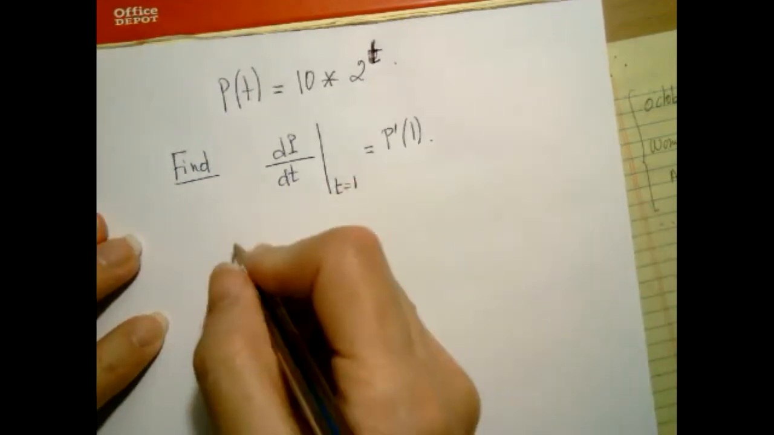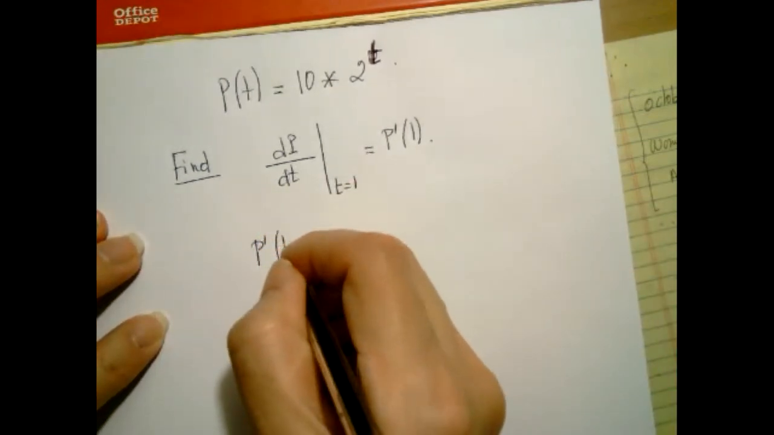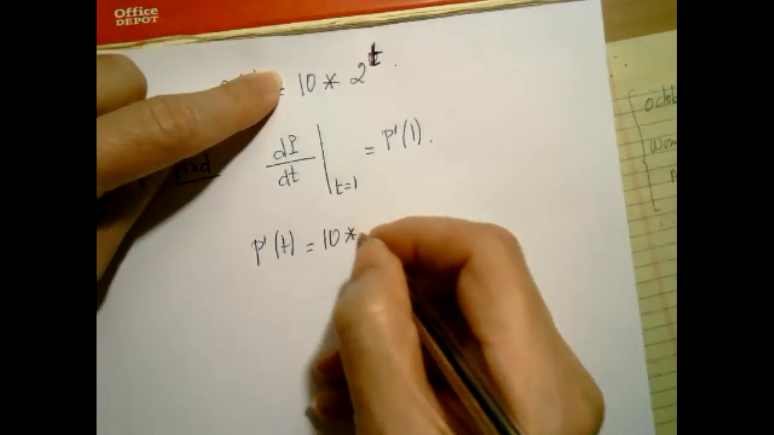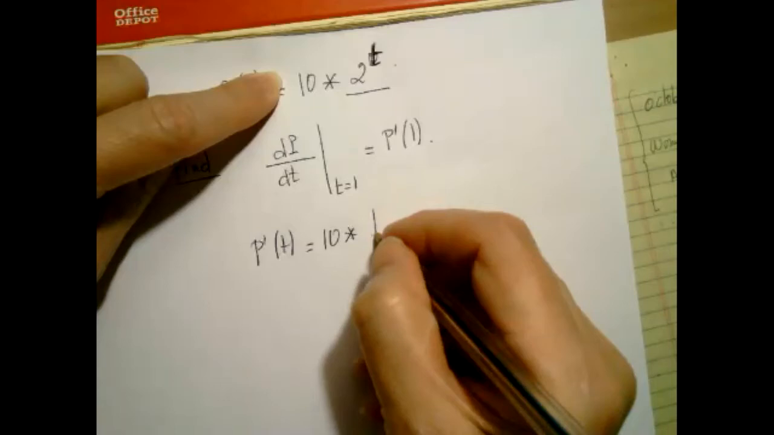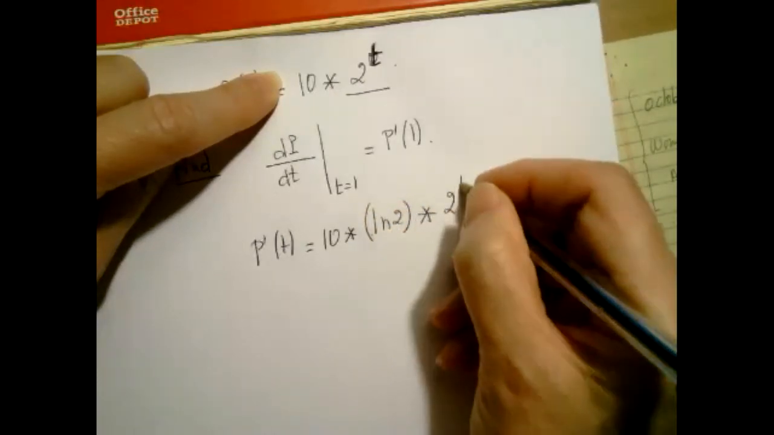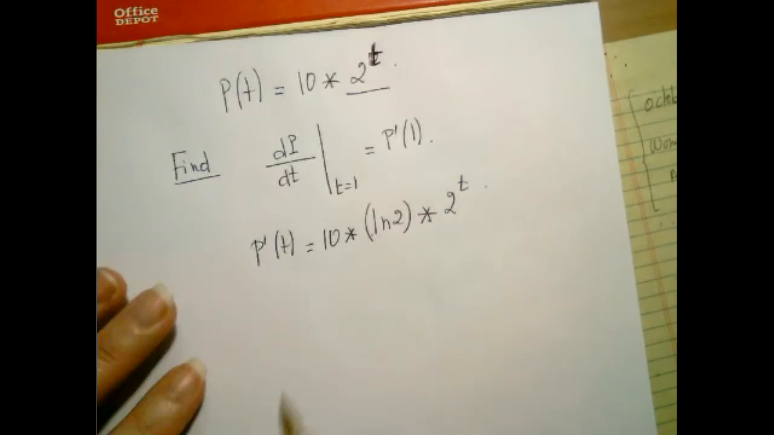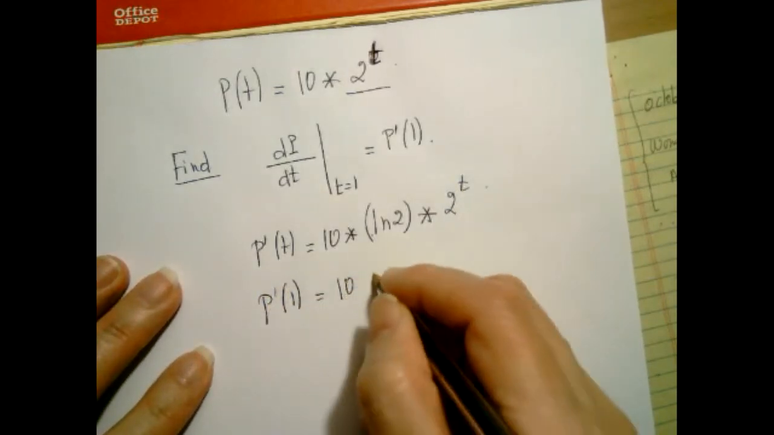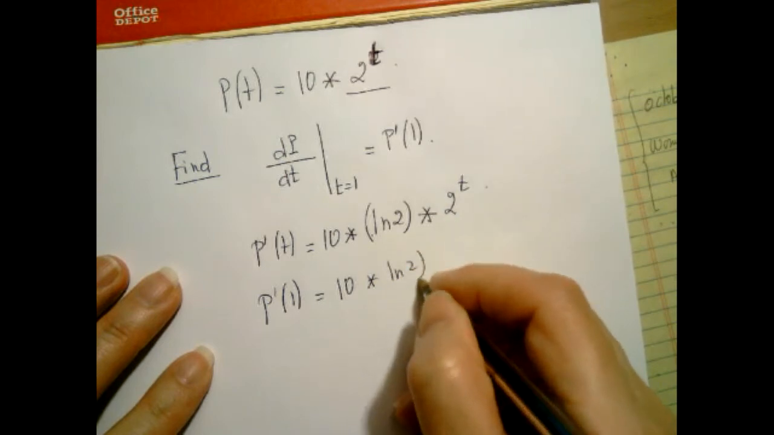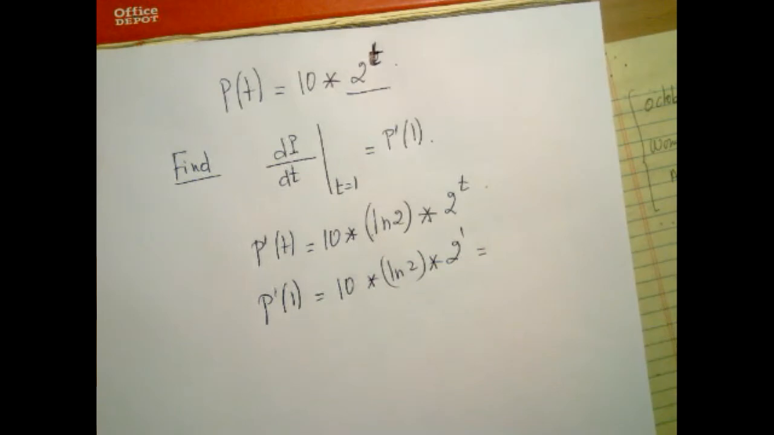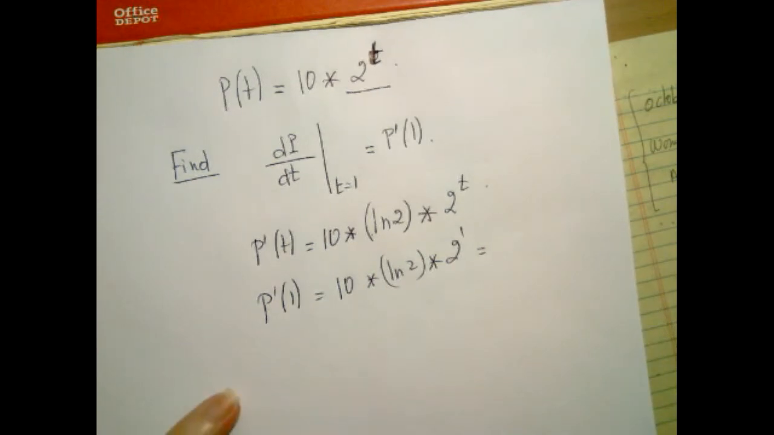All right, so what's the derivative at 1? First we compute the derivative using the new formula we just learned. For a constant times 2 to the t, the derivative is ln of 2 times 2 to the t. That's the derivative. So at 1, I plug in 1 for t, and I'm going to get 10 times ln of 2 times 2 to the power 1. And then I use our calculator to compute.